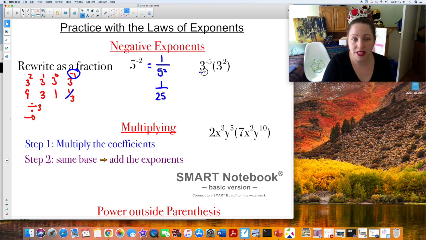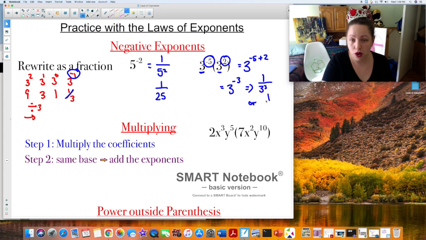Here we have the same bases and we are multiplying. So we learned that we can add the exponents when the bases are the same. So this would be the same as 3 to the negative 5 plus 2. That would equal 3 to the negative third. Again, I have a negative exponent. So that is going to become 1 over 3 to the third, or 1 over 27, because 3 times 3 times 3. So those are the same thing.